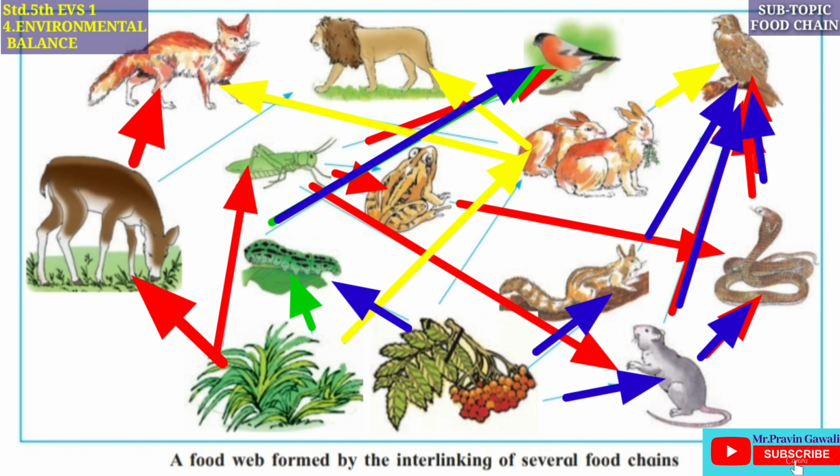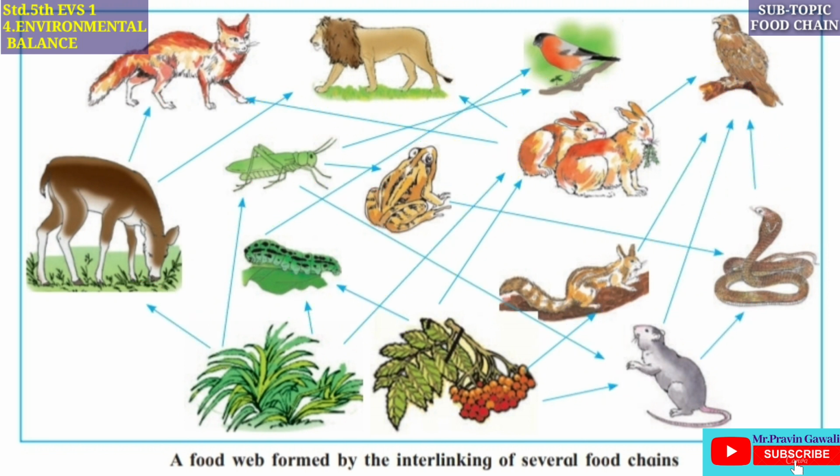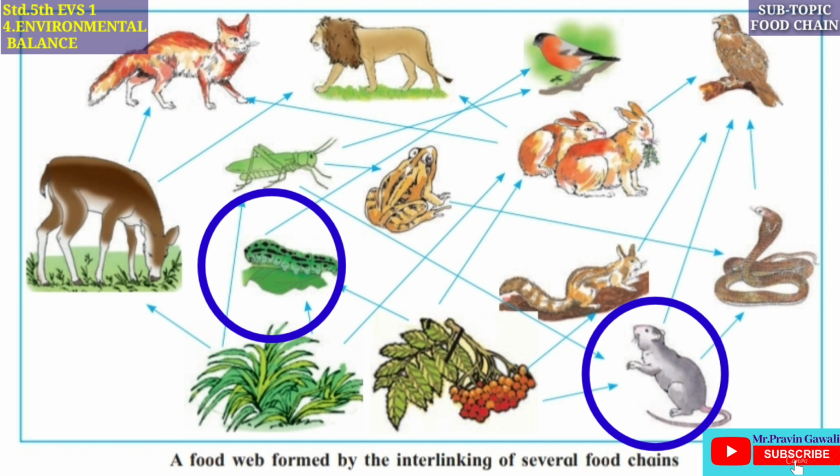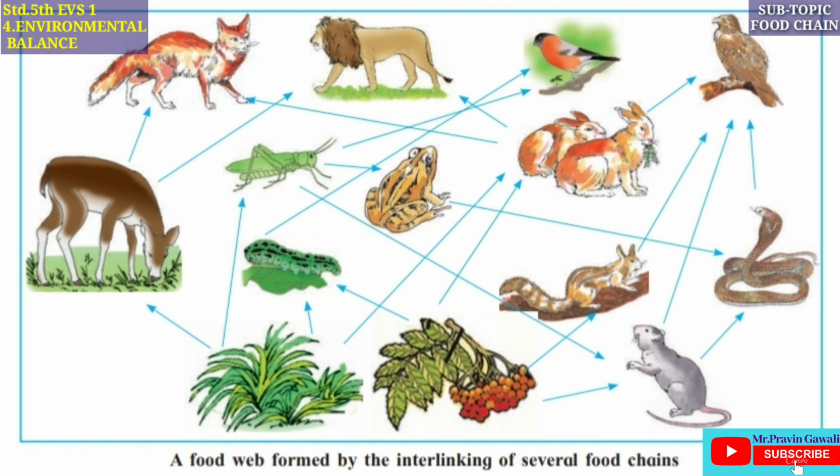Have you understood, student? See, some of the living things are common, which form various food chains, and it gives rise to the food web in nature. Student, you need to find the different food chains of which the worm and the mouse form a link. Okay student, type your answer in the comment box.